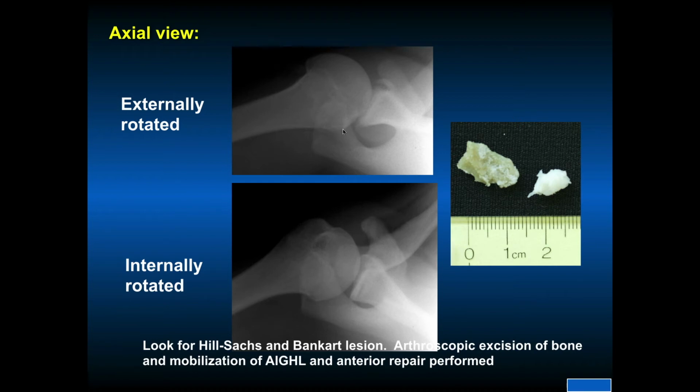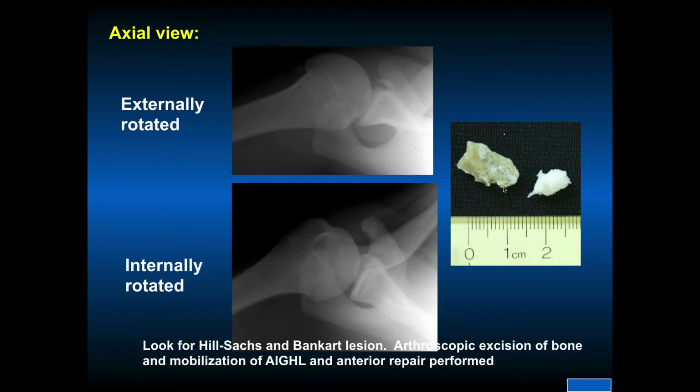So in external rotation, we don't really see the bony Bankart. In internal rotation, we do, but this indicates that when the dislocation happened, which was a recurrent dislocation with the arm externally rotated, it comes forward, and then you get this impaction indentation fracture described by Hill-Sachs.